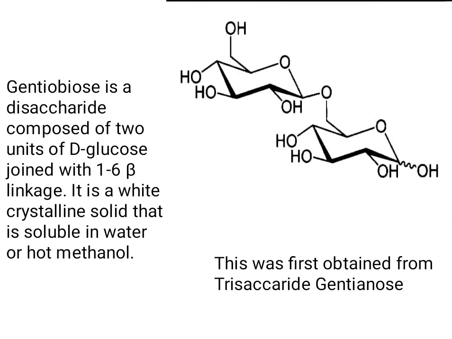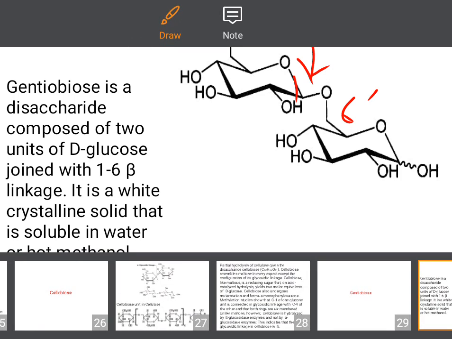Xanthobiose. Xanthobiose is a disaccharide composed of 2 units of D-glucose joined with a 1,6-beta linkage. It is a white crystalline solid that is insoluble in water or hot methanol. This was first obtained from trisaccharide xanthanose. So this is the structure of xanthobiose. You can see this one is the beta linkage and this is the number 1 carbon, and this is connected with the hydroxyl group of the 6 carbon. So this is the 1,6 linkage.